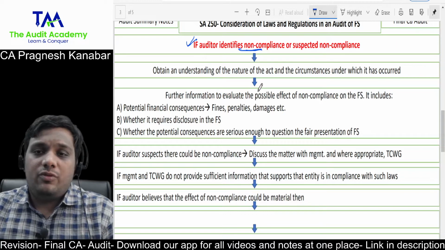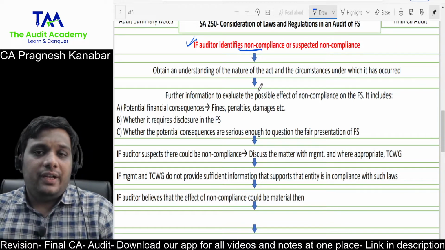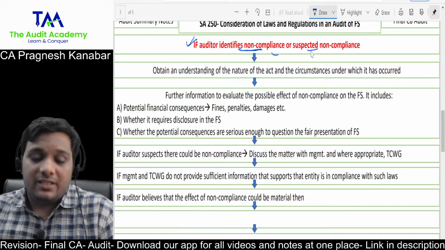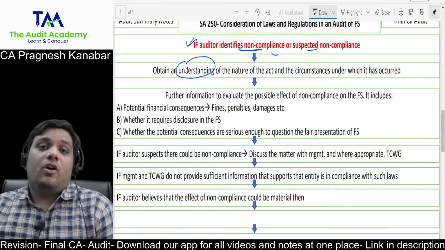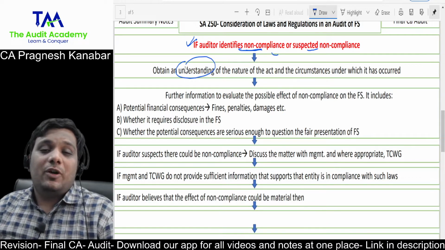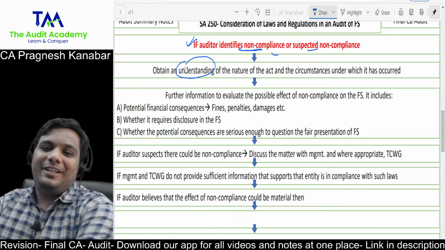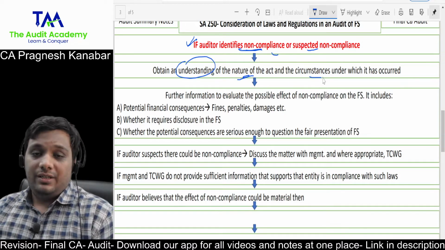Just imagine as if you are conducting the audit of Bharti Airtel and you saw that there is a notice from Telecom Regulatory Authority of India. Now what are you going to do? If the auditor identifies non-compliance or suspected non-compliance, first of all I want to obtain an understanding of that particular notice, what has happened, and also an understanding of the laws and regulations, because being an auditor of financial statements, I may not be an expert on Telecom Regulatory Authority of India. So obtain an understanding of the nature of the act and the circumstances under which it has occurred.